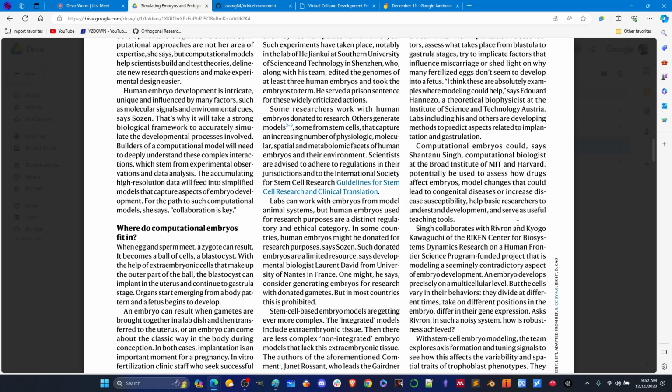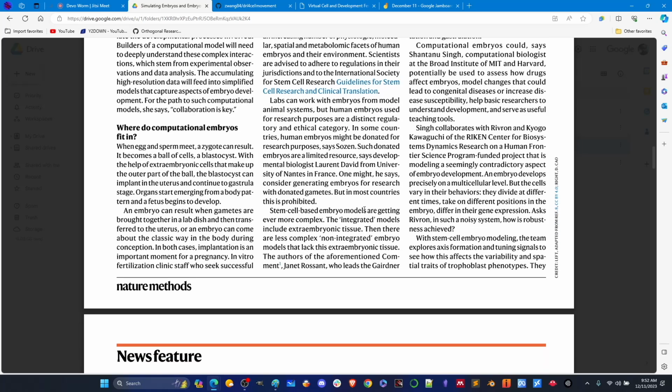That's why we want to build embryoid models, because we want to understand cells in the context of a multi-tissue embryo. So these models are getting more complex all the time.